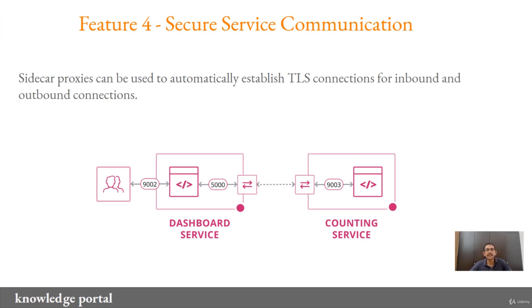The fourth feature is secure service communication, where sidecar proxies are used to automatically establish a TLS connection for both inbound and outbound. There are two services, dashboard and counting, and both want to communicate with each other in a secure way. Either you modify the service and add the related configurations, or you can make use of secure service communication where additional sidecar proxies ensure that the communication between both of them is end-to-end encrypted. This is a very interesting feature and we'll be discussing it in great detail in the upcoming videos.